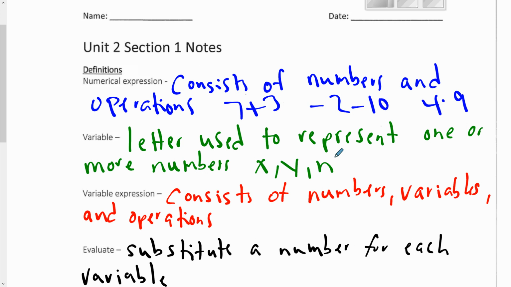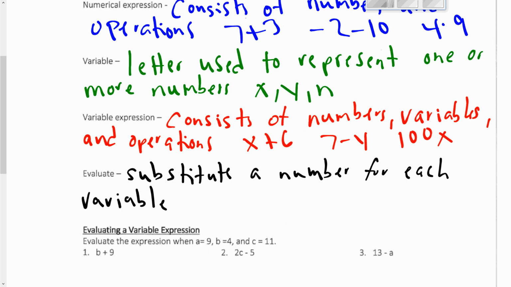Next definition is a variable expression. So we're taking a numerical expression and then we're adding in variables as well, and that's how we get a variable expression. So it consists of numbers, variables, and operations. So for instance, x plus 6 is a variable expression, 7 minus y is a variable expression, and 100x would be a variable expression. 100x would be multiplication.